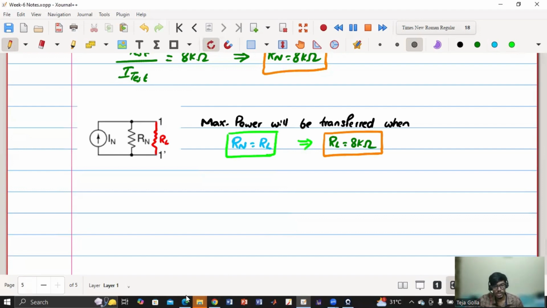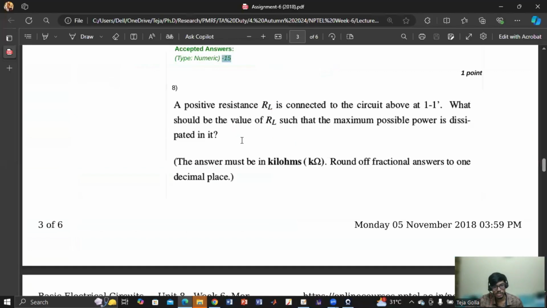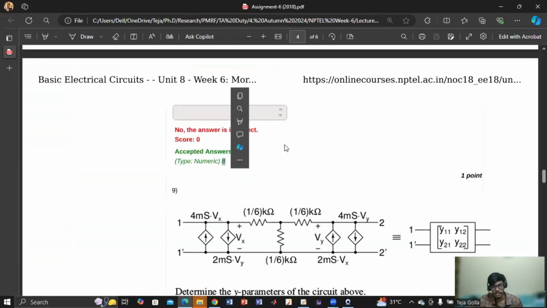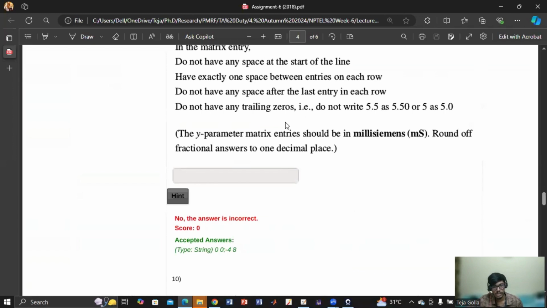So let us go check and see. It is minus 15 is the first one and 8 kilo ohm is the second one. So that part is clear?